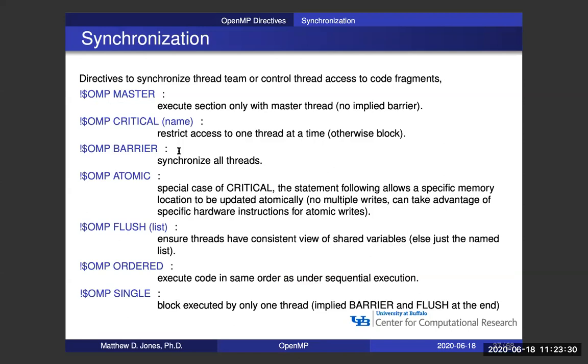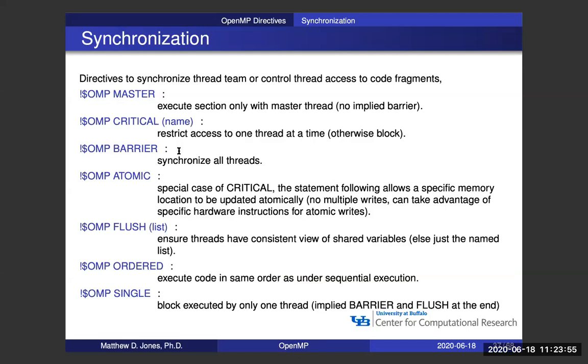Okay, so let's talk about some of the synchronization directives. OMP master: execute that section only with the master thread. OMP critical: restrict access to one thread at a time, otherwise block. OMP barrier: synchronize all the threads at that point. Obviously, that's not something you want to use from the point of view of performance. But you want to keep in mind that a lot of what we've talked about so far has implied barriers. And we'll come back in a minute to discuss what the costs of those are.